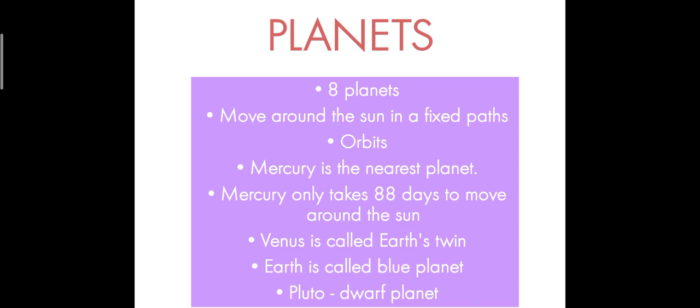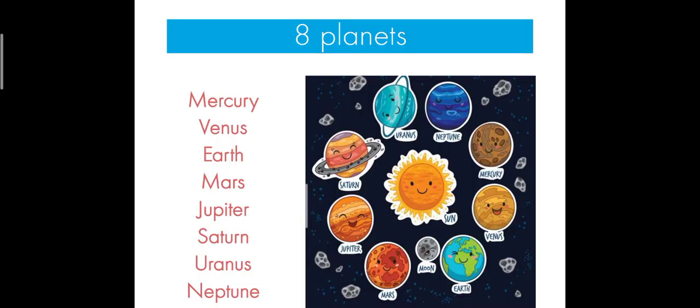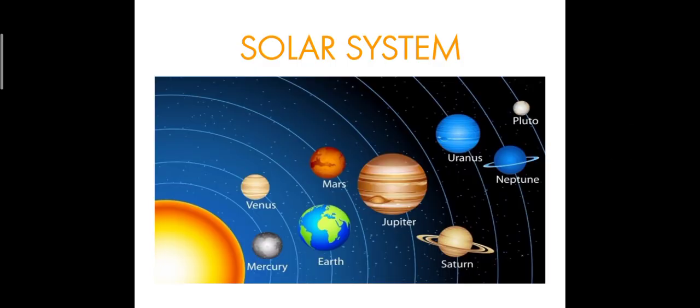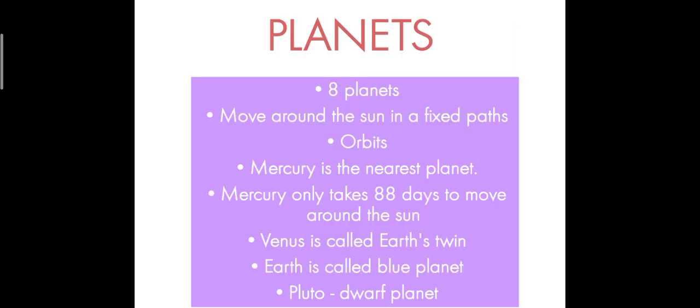Children, Mercury is the nearest planet. As you know, the first planet name is Mercury. Okay, so Mercury is the nearest planet. You can see in this picture also where Mercury is located. See, it is located first. That is Mercury, and it is the nearest planet. Because it is the nearest planet, Mercury only takes 88 days to move around the sun. You know, these planets move around the sun in an orbit. So Mercury takes 88 days to move around the sun. It's the lowest number of days that a planet takes to move around the sun.